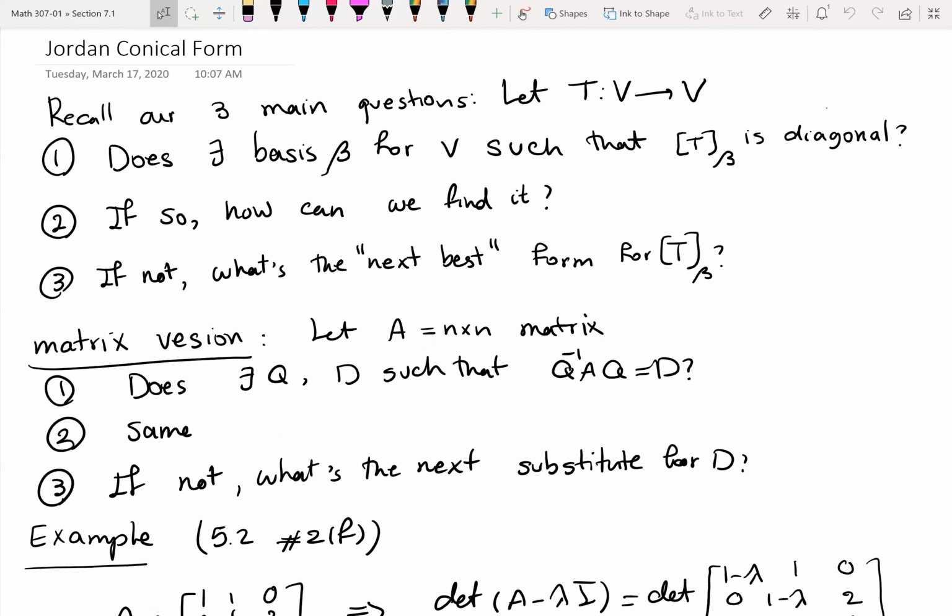Let me recall one more time what we had at the beginning of chapter 5. The question in chapter 5 was whether there exists any basis for which the matrix transformation is a diagonal matrix. We said yes, there exists: a set of eigenvectors. That answered the second question: how can we find it? We get the eigenvalues, get the corresponding eigenvectors, and put them in a set if we have enough.